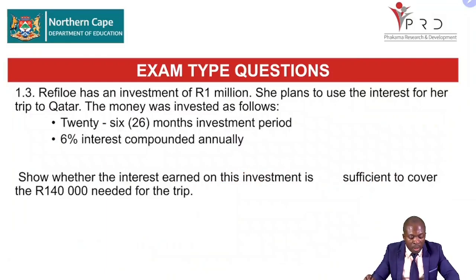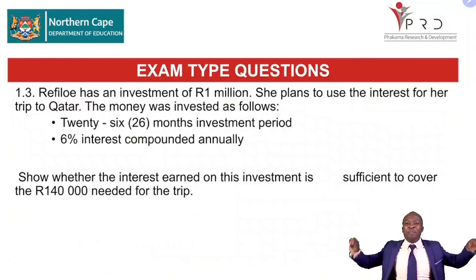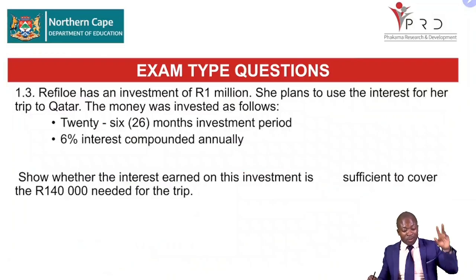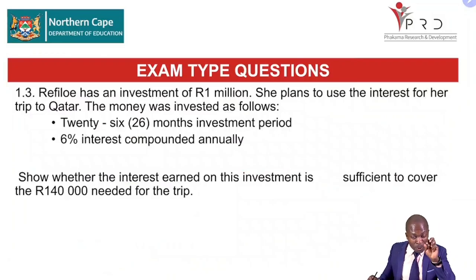1.3. Now we are talking of Refilwe. Maybe it's your friend. Yeah, that's not the one we are talking about here. Refilwe has an investment of R1 million. She plans to use the interest for her trip to, yeah, that's for the rich people, you see. So now we are going to Qatar, but this is how the money was invested. 26 months investment period, meaning we are not leaving it there forever. We must go and enjoy in Qatar. Then the interest is 6% compounded annually.